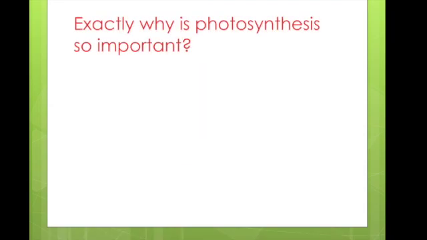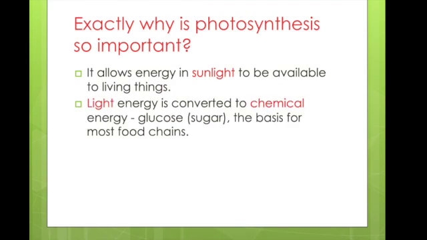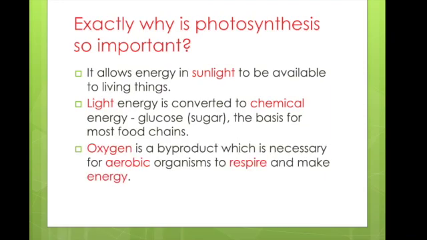Exactly why is photosynthesis so important? It allows energy in the sunlight to be available to living things. So sunlight is pretty important. All right, light energy is converted into chemical energy, which is the glucose. It is a chemical. And then oxygen is known as a byproduct, meaning it's a little extra. It's like a side of bread when you go to a restaurant. When you get something a little extra that you didn't pay for, that's oxygen. It's the byproduct. It's a little product that's extra.